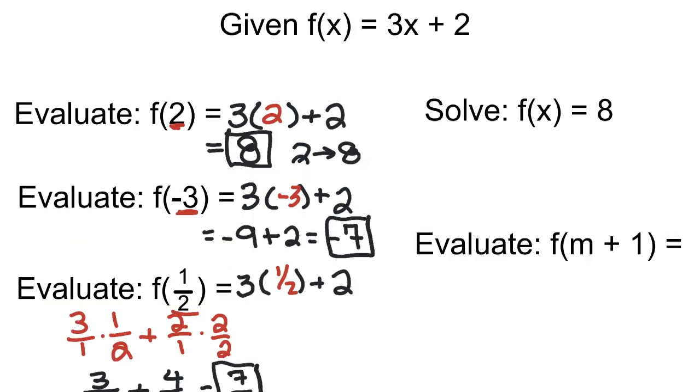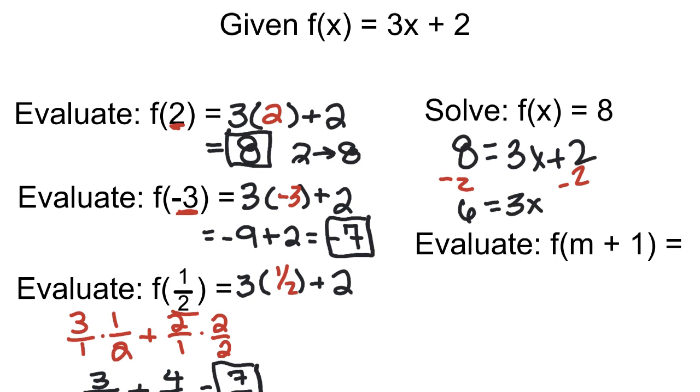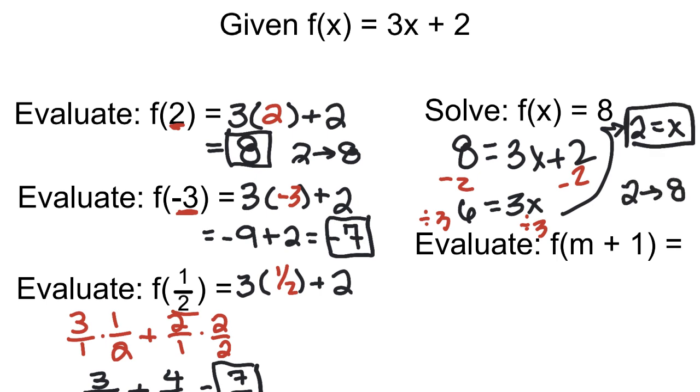To solve, that's where we have the 8 is equal to everything else, because we have to figure out what x is. We have to figure out what to plug in, what our input value is, to get 8. So we undo things. So I'm going to subtract 2. So I get 6 is equal to 3x. And then we're going to divide by 3. And so I'm going to write this up here. I get 2 is equal to x. Because if I input 2, I get back 8 as the output.